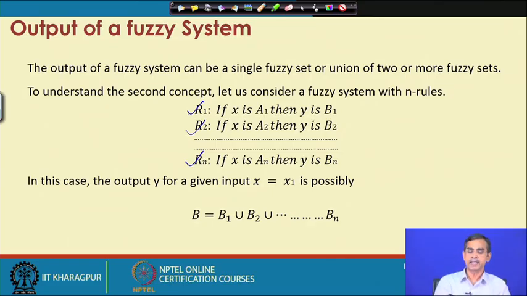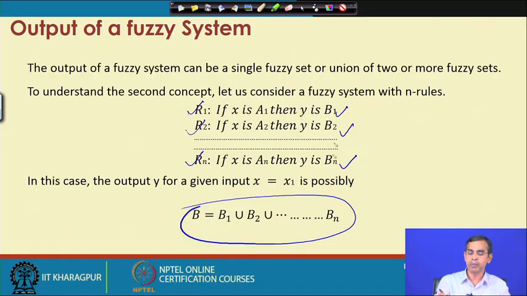So, if a rule is satisfied giving B1, B2, Bn, then the output is basically the union of B1, B2, Bn, but not exactly the union. It is the rule strength related to x is A1, that B1. So it is not the entire B1, but a part of B1; x is A2, not the entire B2, but a part of B2. So basically, fuzzily it is part of B1, part of B2.